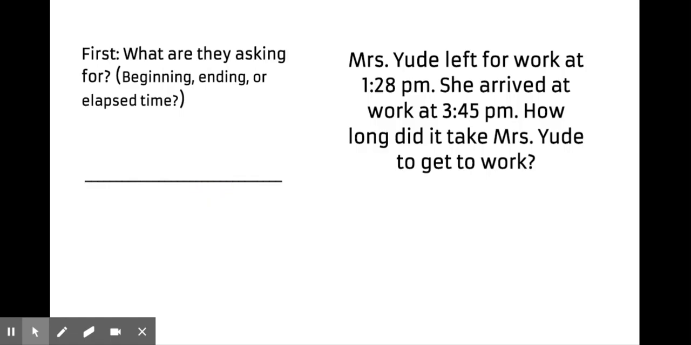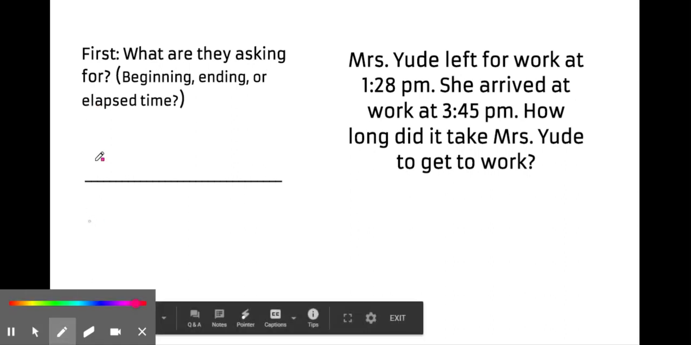Let's read this practical situation. Mrs. Ute left for work at 1:28 p.m. She arrived at work at 3:45 p.m. How long did it take Mrs. Ute to get to work? All right, is this beginning, ending, or elapsed time that they're asking for? She left home at 1:28, and she arrived somewhere else at 3:45 at work. They are asking us for the elapsed time.